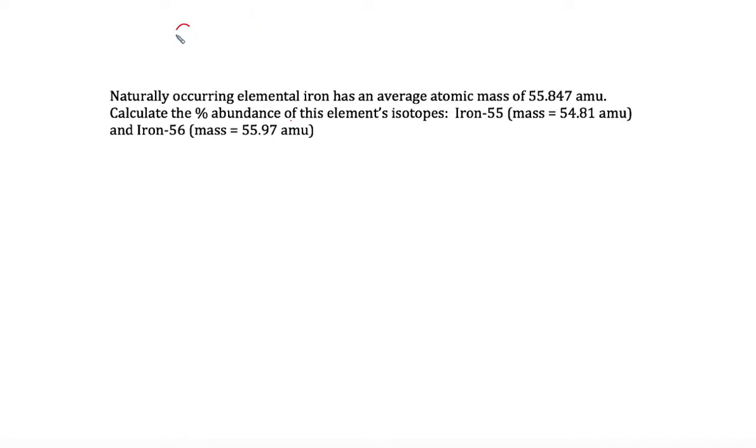This slide is going to be percent abundance. If you understand average atomic mass and want a challenge, this is for you. We'll read the question and talk. Naturally occurring elemental iron has an average atomic mass of 55.847 AMU. I want to calculate the percent abundance of this element's isotopes: iron-55, which has a mass of 54.81 AMU, and iron-56, which has a mass of 55.97 AMU.